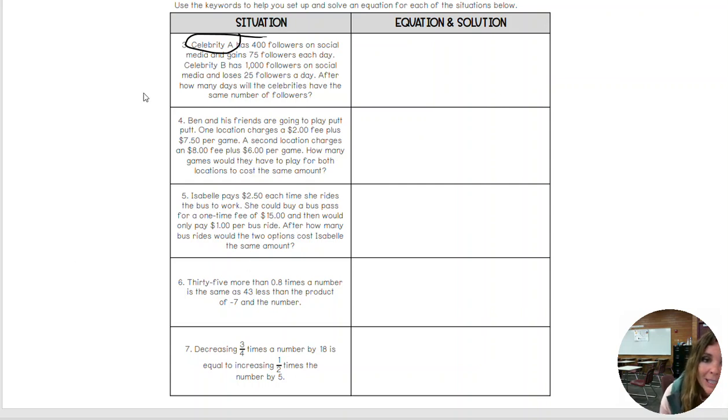Okay, Celebrity B has 1,000 followers on social media and loses 25 followers a day.